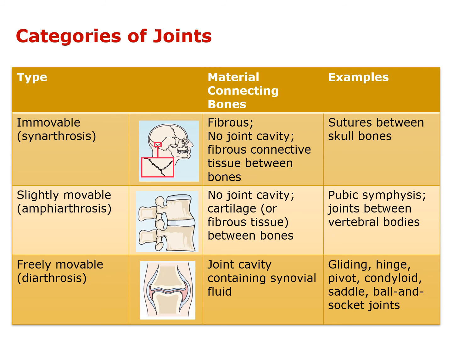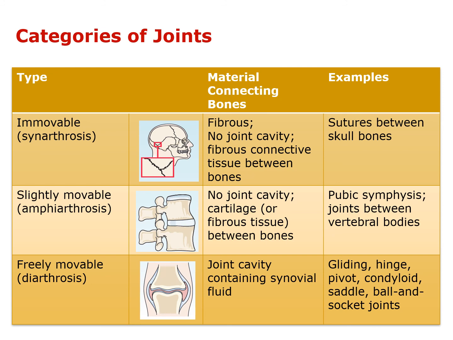Amphiarthroses are slightly movable joints. There is no joint cavity, but you have cartilage or fibrous connective tissue between the bones. Your pubic symphysis and the joints between your vertebral bodies are your slightly movable joints, or amphiarthroses.